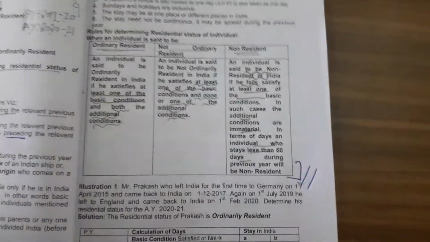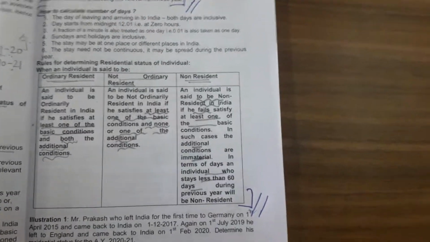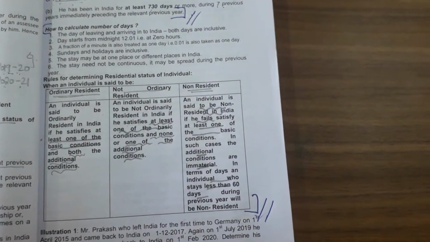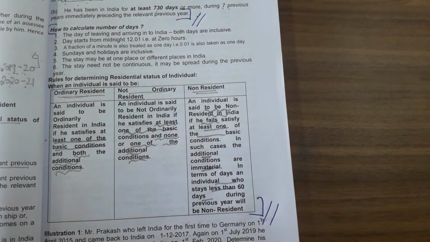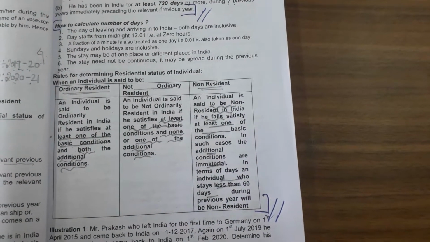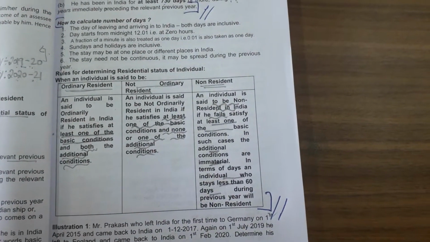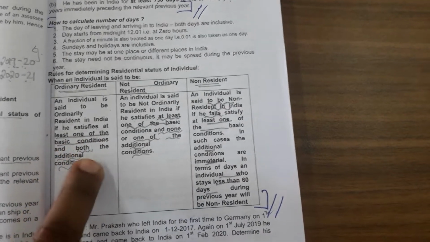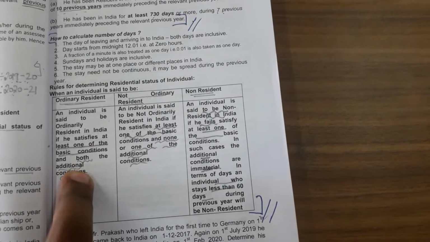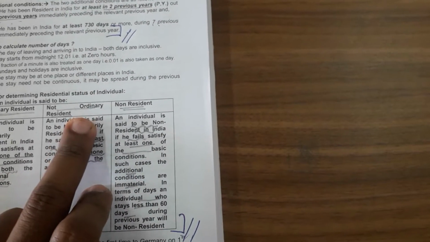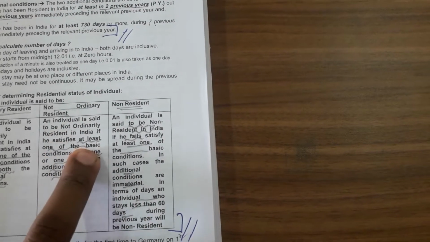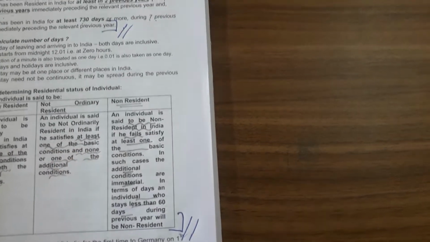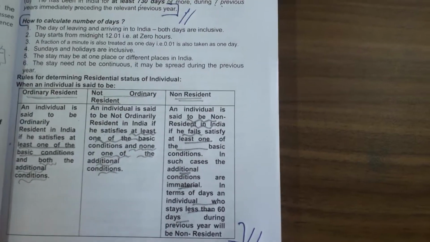Okay, do not worry. Now when we come to the rules of determining residential status, there are 3 things we have to see for an individual. Whether he is an ordinary resident: he will become an ordinary resident if he satisfies at least one of the basic conditions and both the additional conditions. The next, non-ordinary resident: when he satisfies at least one basic condition and none of the additional conditions.